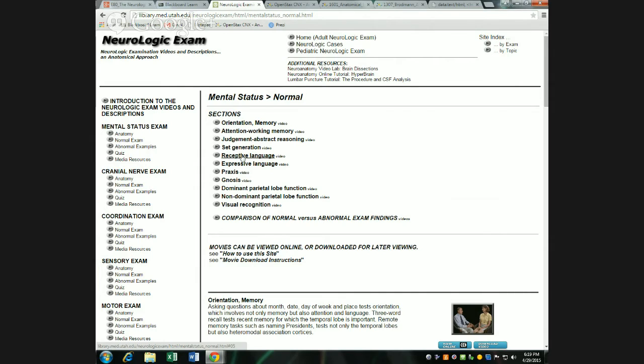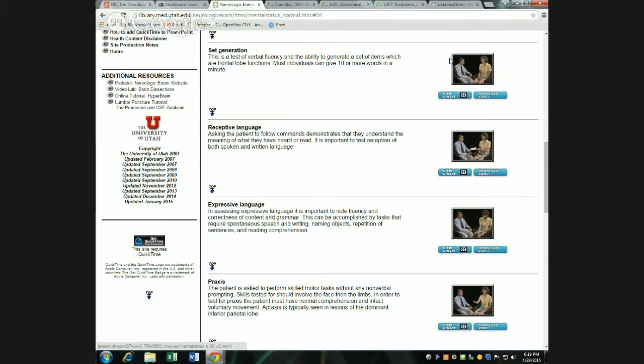So all of these things are subtests within the mental status exam. Each one goes to a spot down below where there's a video that you can look at. Now, to explain this stuff, what I want to do is actually use the set generation exam as an example.